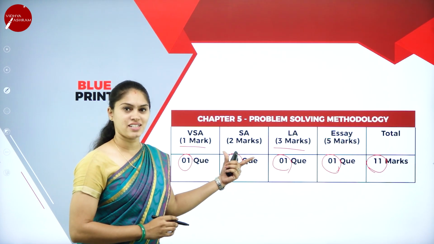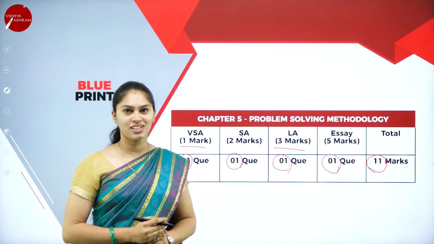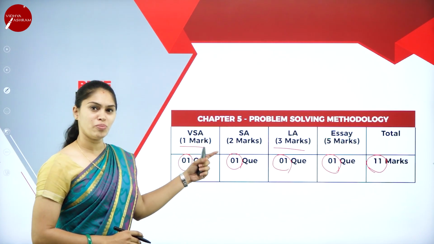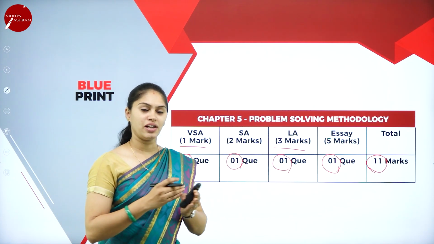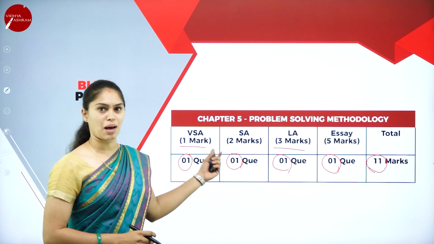So it is a very highly weighted chapter. You have to be very conscious about all the topics of this chapter. That is, 1 mark one question, 2 marks one question, 3 marks one question, 5 marks one question. So in all the parts, you are going to get one question each from the chapter.